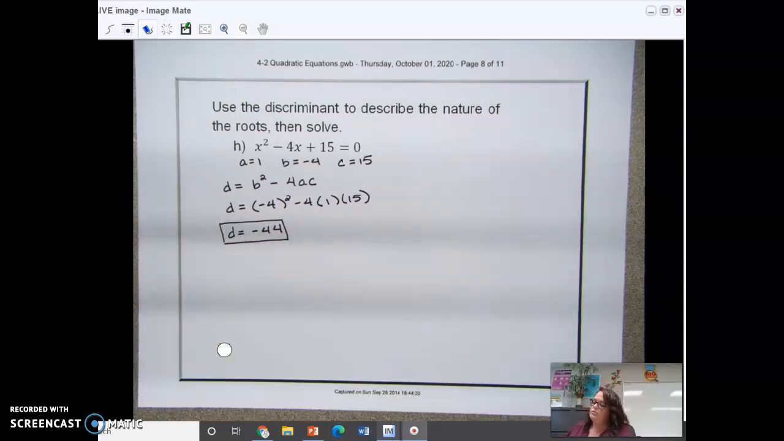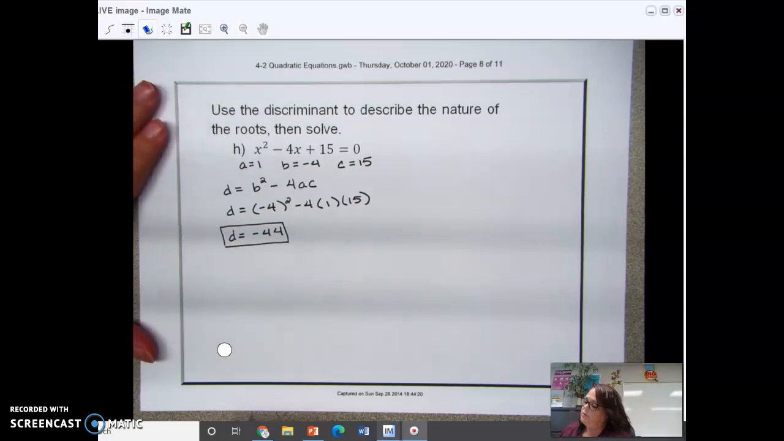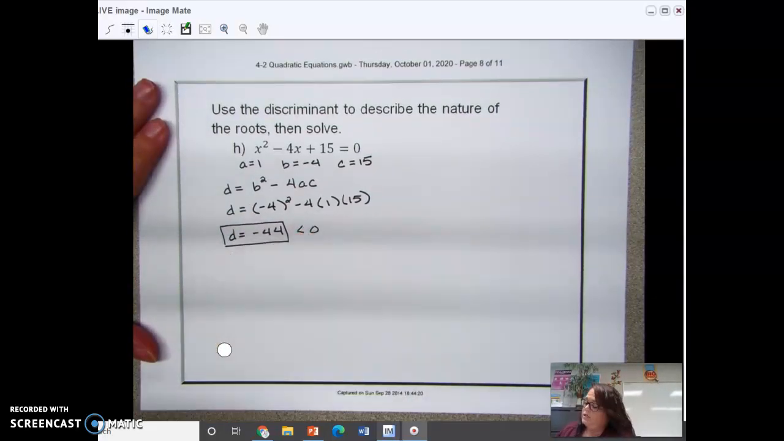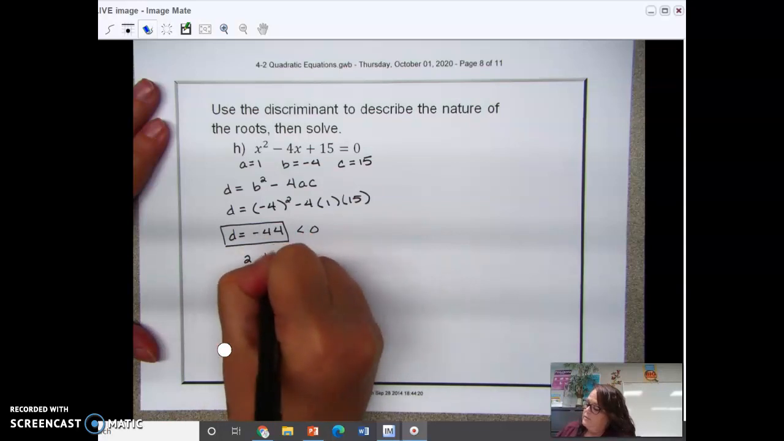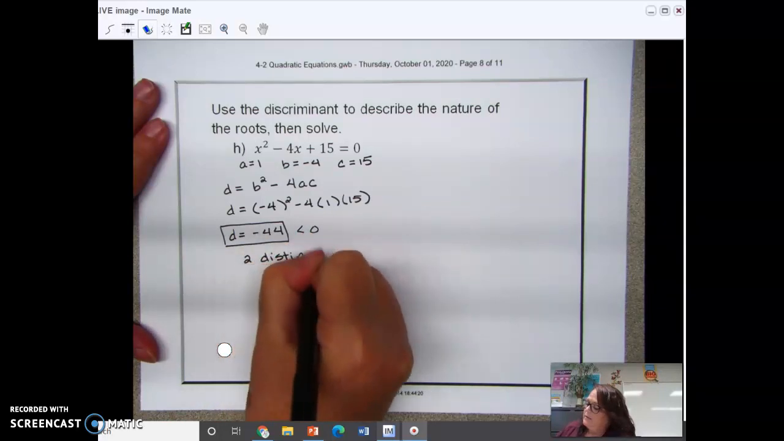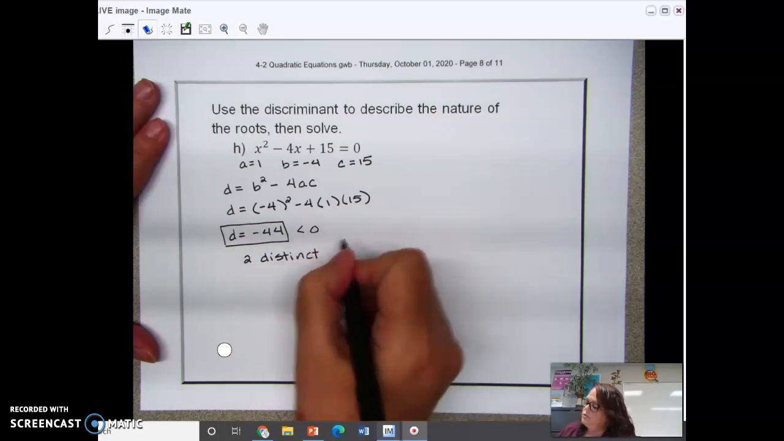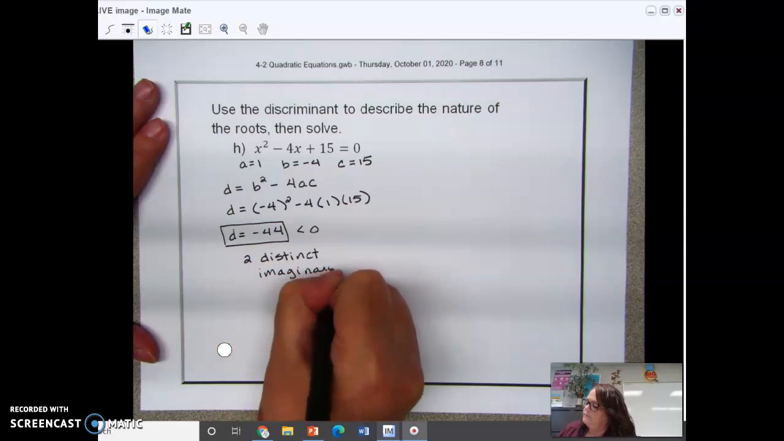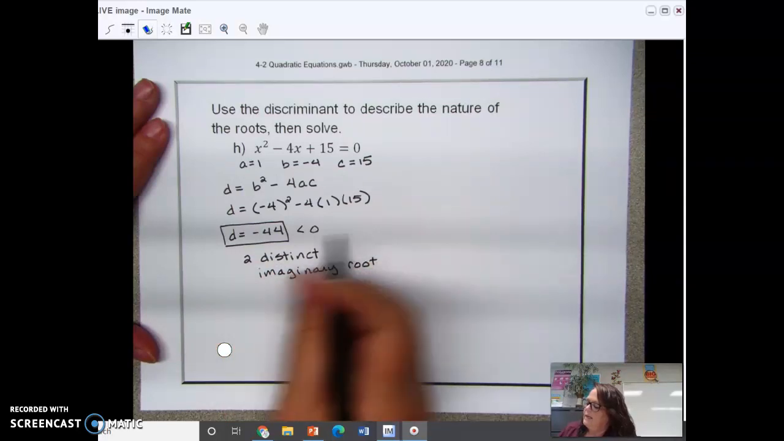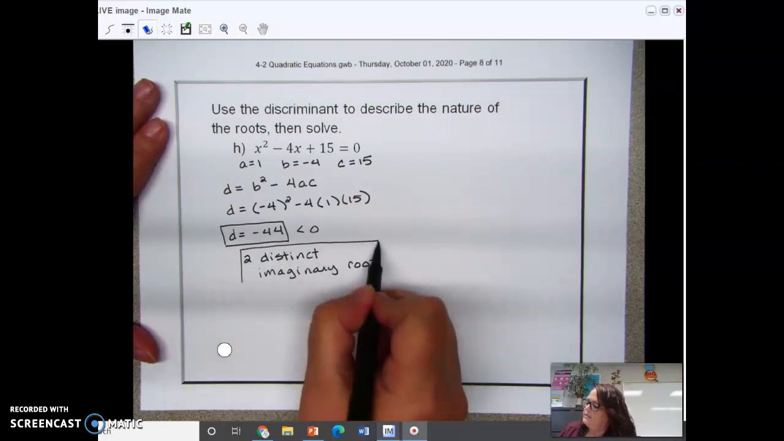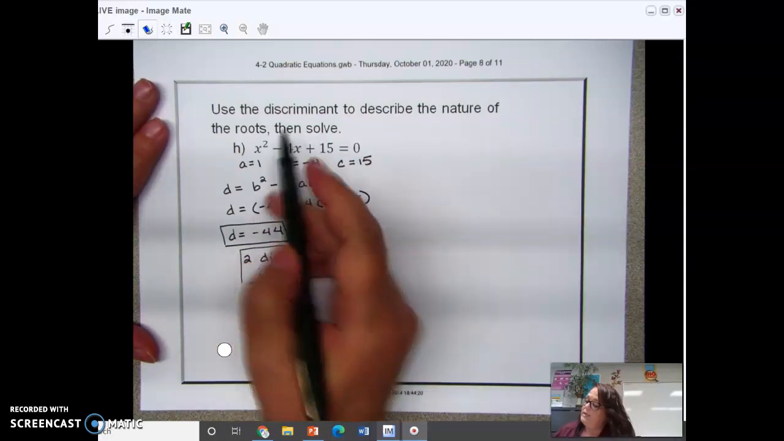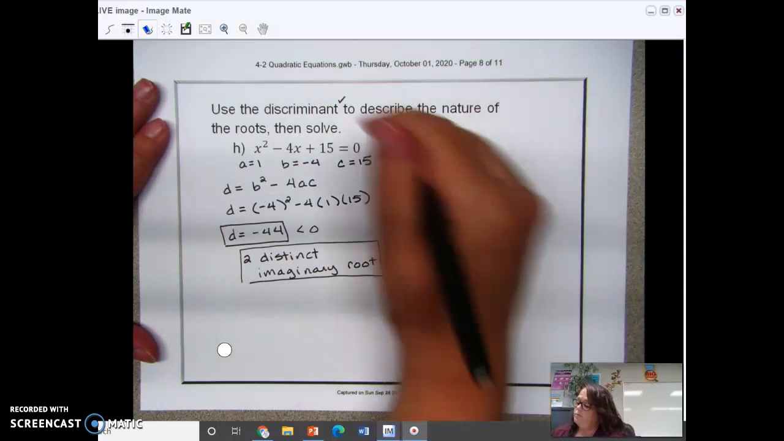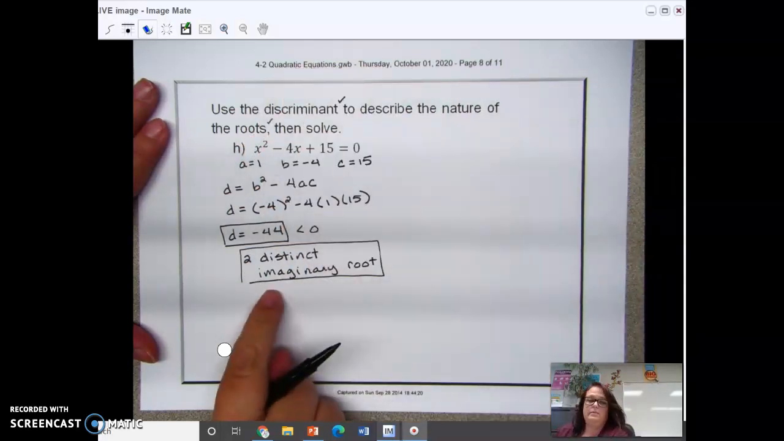Then using that discriminant to describe the nature of the roots, I notice that -44 is less than 0. So that tells me that I have two distinct, which we don't have to write the word distinct, but two distinct imaginary roots. Again, you don't have to write the word distinct. Okay, so it says use the discriminant. Well, we found that. To describe the nature of the roots, we just did: two distinct imaginary roots.